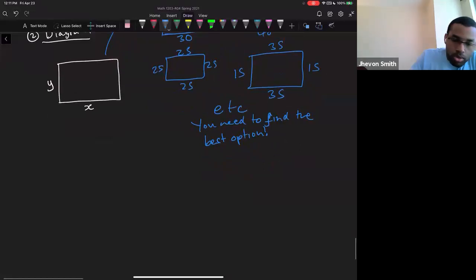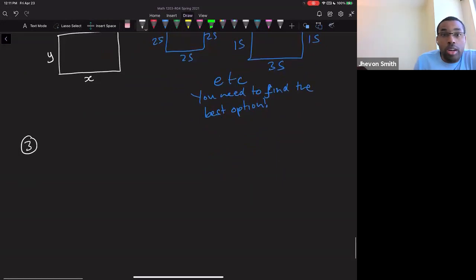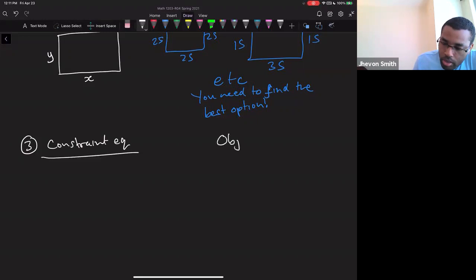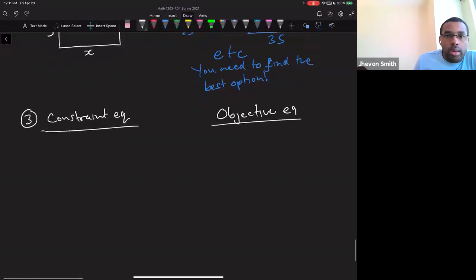All right, so now you move on to step 3, where you're going to have your equations. You're going to have a constraint equation, and you're going to have an objective equation. Right? Now, what you should recognize is that your constraint is what? How do you describe this in terms of geometry? The length of the fence.